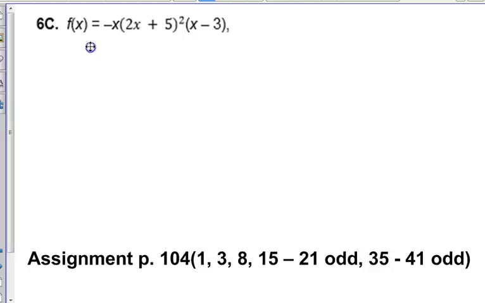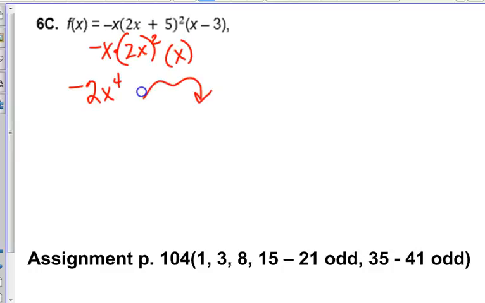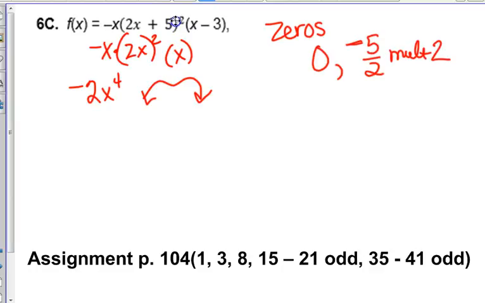Wake up. I have a negative x. I have a 2x that would be squared and an x. That would be a negative 2x to the 4th. So what shape is it going to be? Both ends down. Where are the zeros at? 0 of no multiplicity other than 1. Negative 5/2 at multiplicity 2, because it's squared. And then there's a 0 at 3, because of this factor.